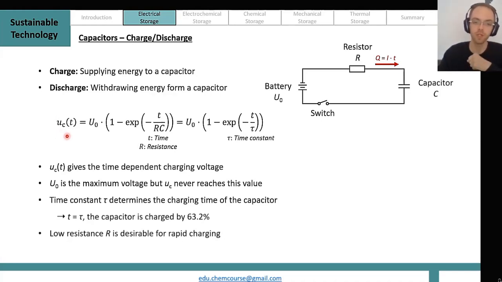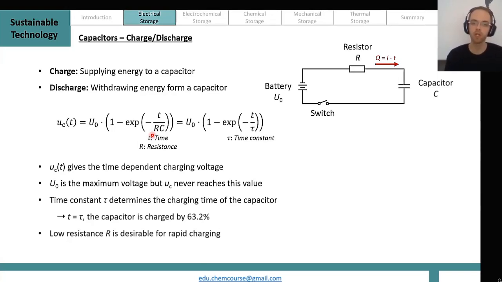The charging voltage has the contribution of U0, so basically the voltage which your battery supplies. And then it is 1 minus the exponential function of time divided by tau, which is a time constant. The time constant is equal to the resistance multiplied with the capacitance. So basically UC gives you the time-dependent charging voltage.